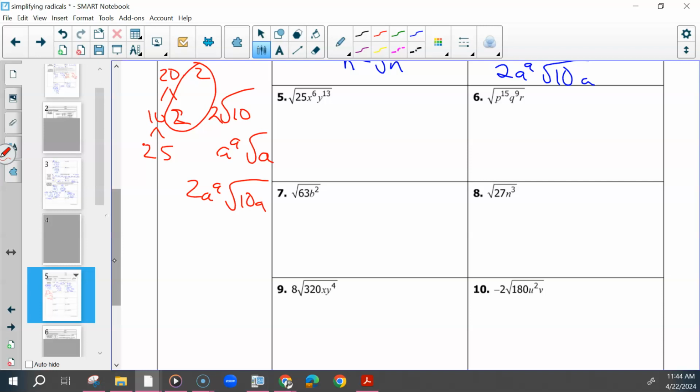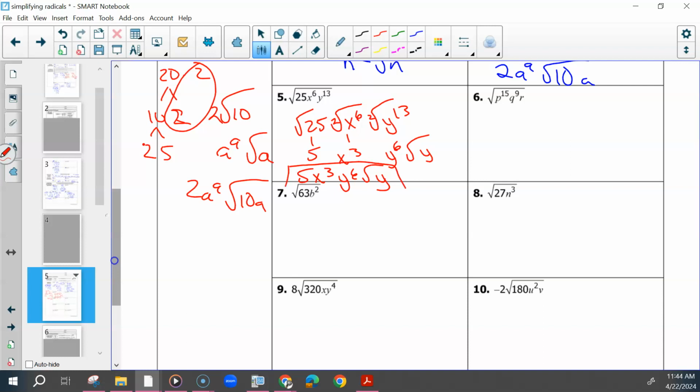Let's try number 5. The square root of 25 is 5. 2 goes into 6 how many times? 3. And 2 goes into 13 how many times? 6 with 1 left over. So final answer, 5x to the 3rd, y to the 6th times the square root of y.